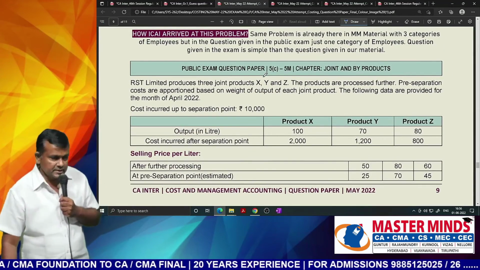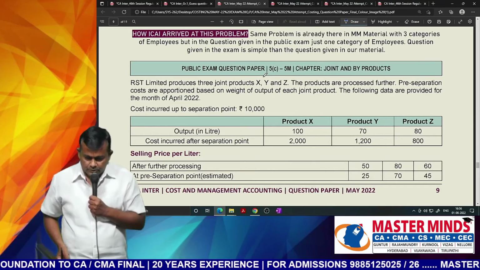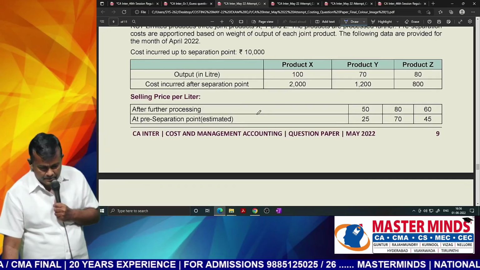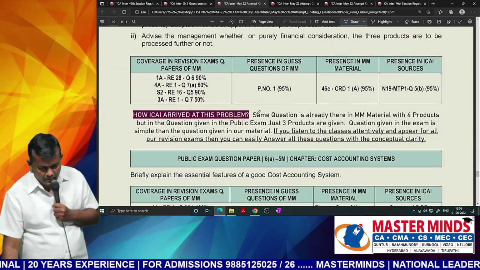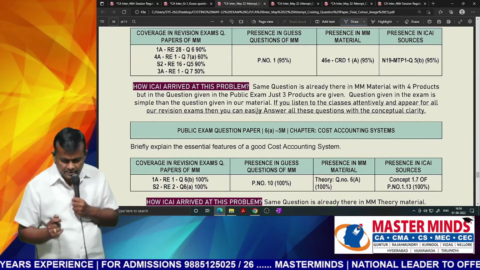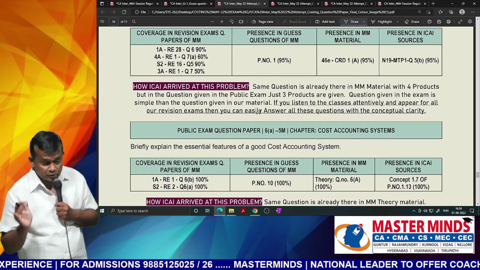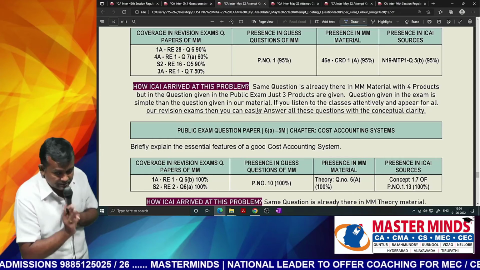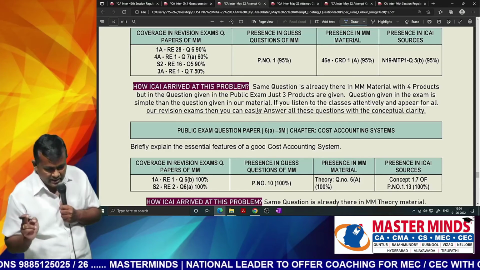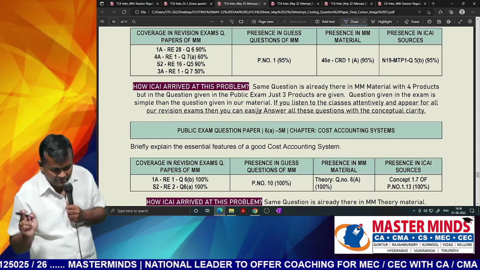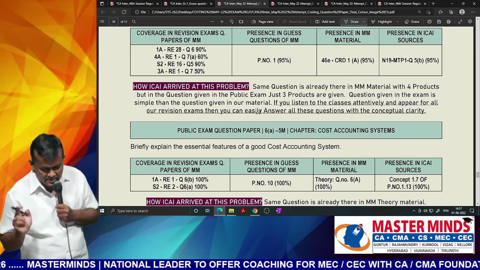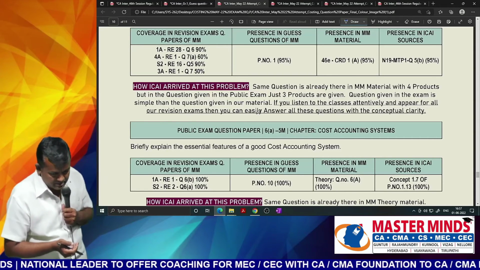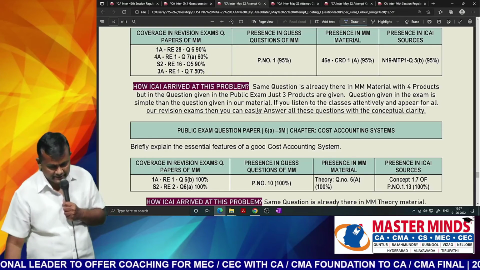Next, 5C. Sir, joint and byproducts, not yet discussed, sir. The same question is already there in MM material with 4 products. But in the question given in the public exam, just 3 products. The question given in the exam is simpler than the question given in our material. If you listen to the classes attentively and appear for all our revision exams, then you can easily answer all these questions with conceptual clarity, sir.